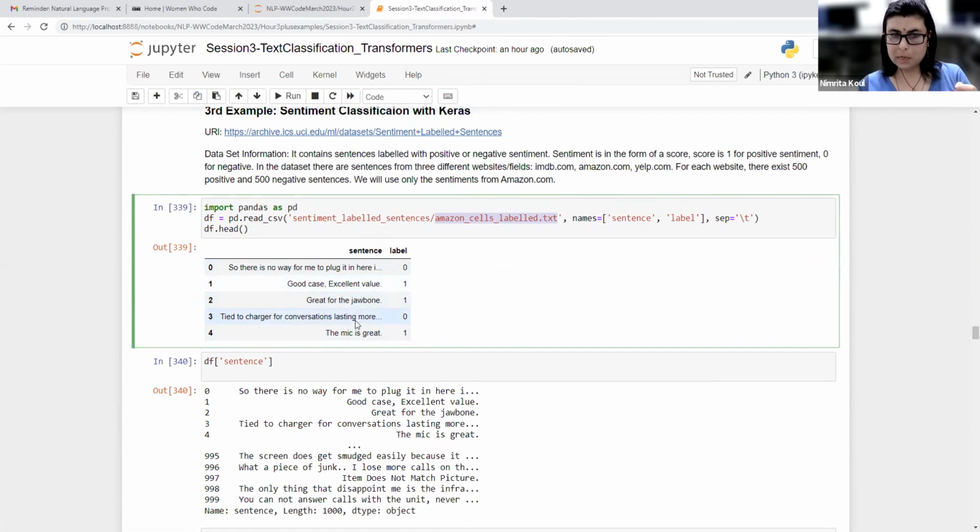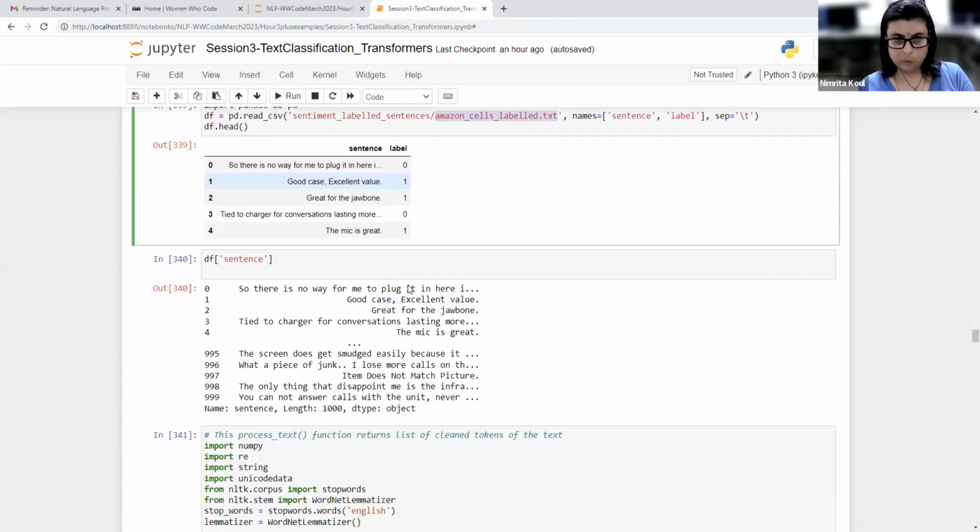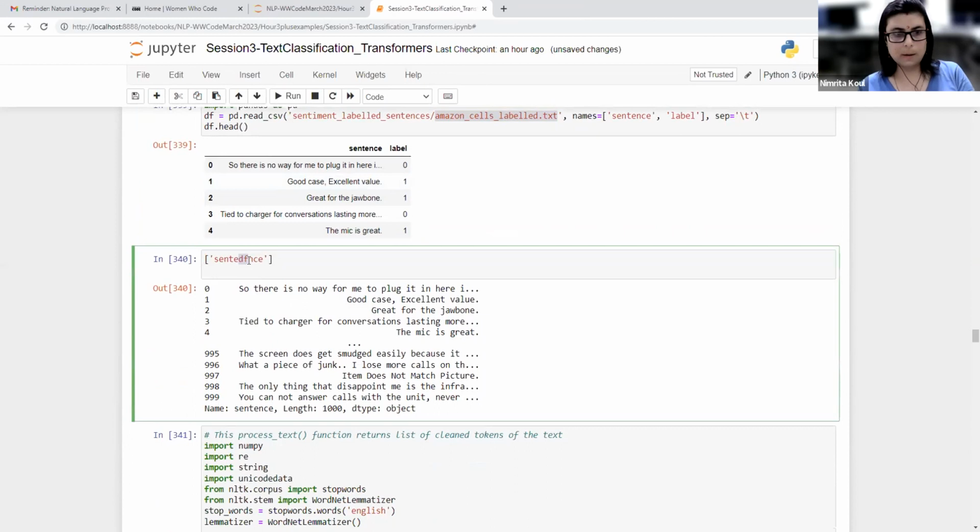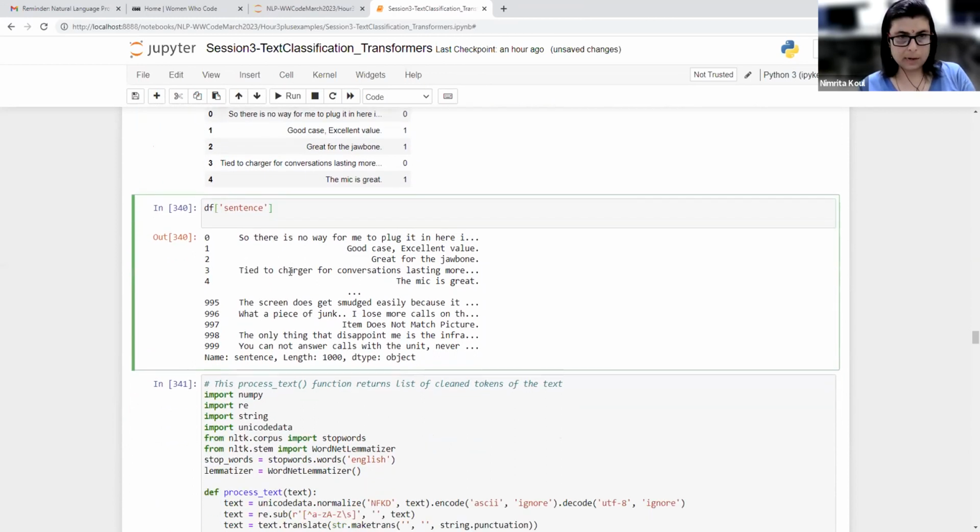There's a column containing the sentence, and there's a column which contains the score or label of that sentence. 0 means it's a negative review. 1 means it's a positive review. So if I just want to look at the first column, I can do that using the name of the data frame and using the bracket operator to extract just 1 column of it. So this is what my text looks like.